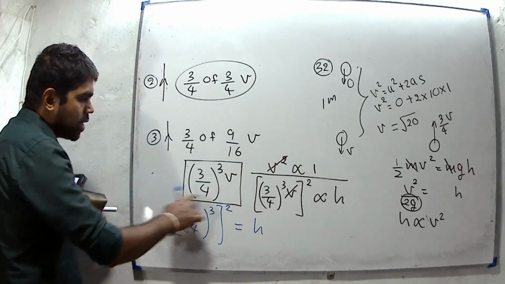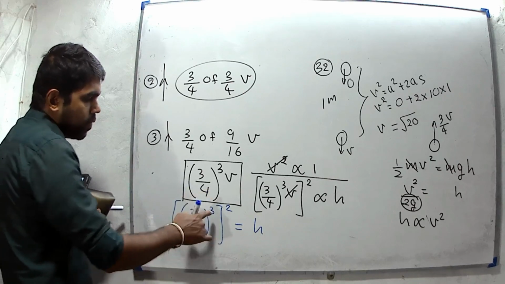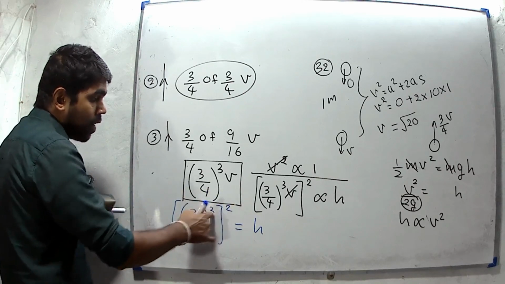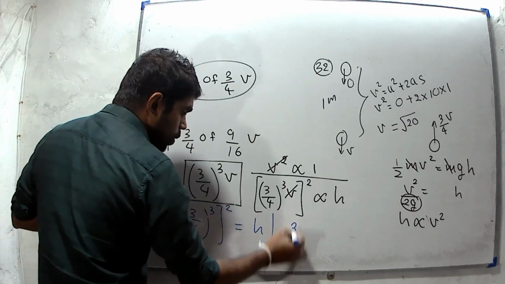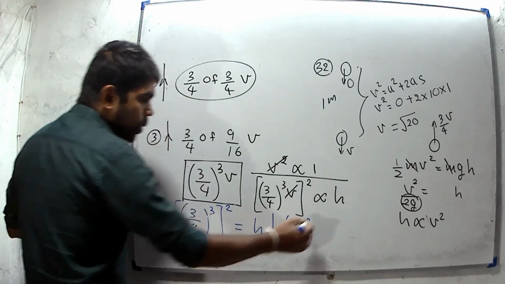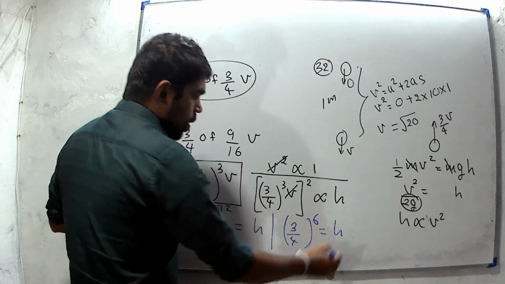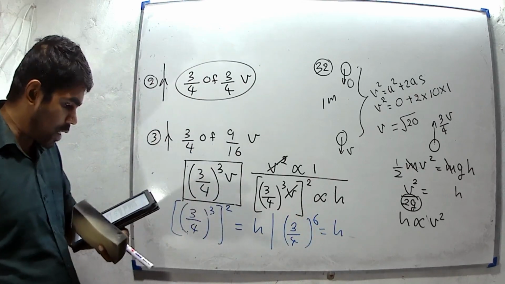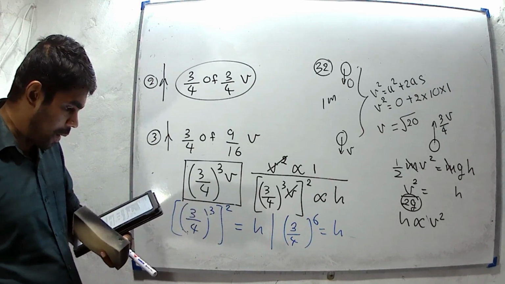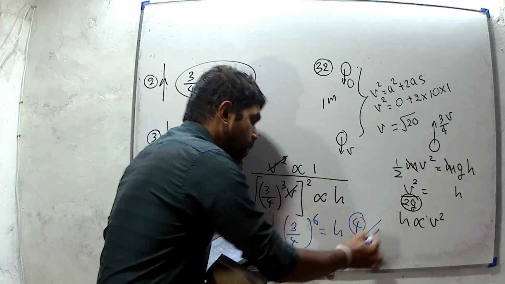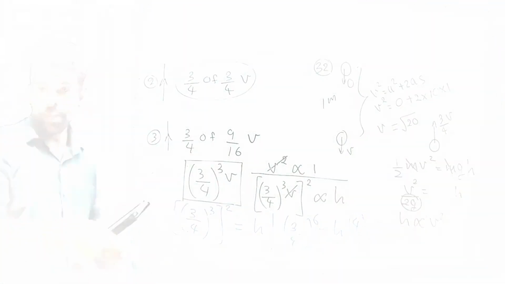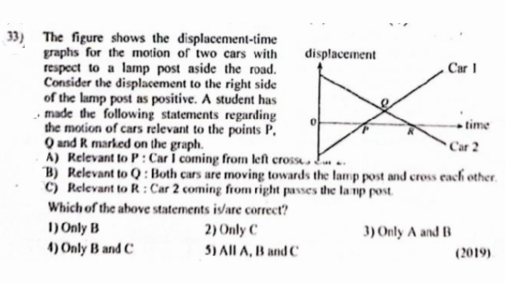Then the h value is this one, and we can simplify it. When simplifying a power of a power, we have to multiply the indices. Then 3 over 4 to the power 3 into 2, 6. It is the rebounding height: 3 over 4 to the power 6. The answer is 4 for question number 32. Then question number 33.